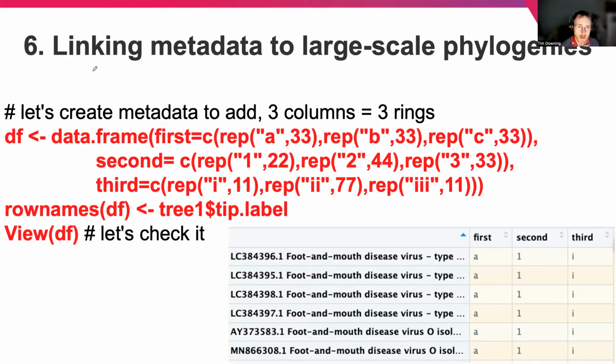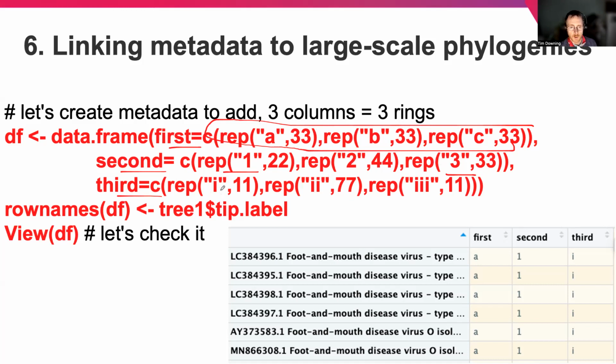So for example, we might have 3 layers here. So creating a data frame where we have one column called first, a second column called second, a third one called third. And we're adding into the first one 33 A's, rep A 33 times, rep B 33 times, and 33 C's together, all in one vector. Then we have a second one where we rep 1 22 times, rep 2 44 times, rep 3 33 times. So that sums to 99, corresponding to the first vector. But you see it's slightly different.